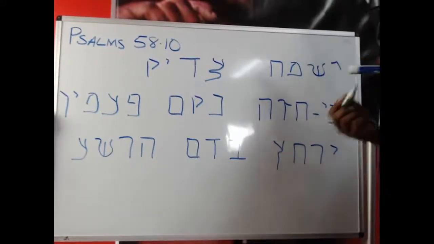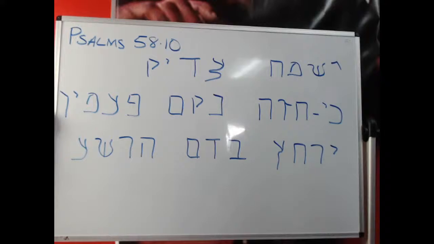All right, now we'll go ahead and start off with Assyrian Hebrew because, again, this is the most familiar text that we see today. Would you like to take a shot at this? All right. Have at it. This is the book of Psalms, chapter 58, verse 10 in the Hebrew.